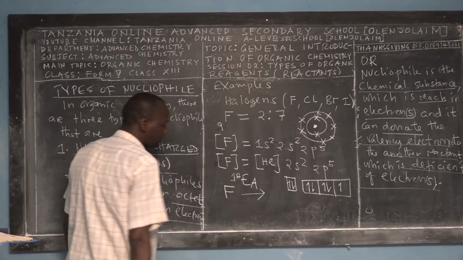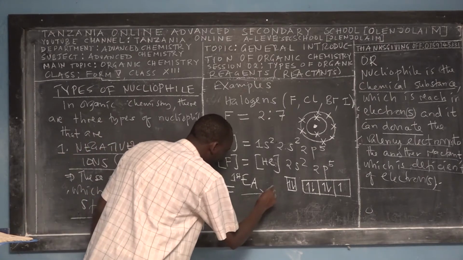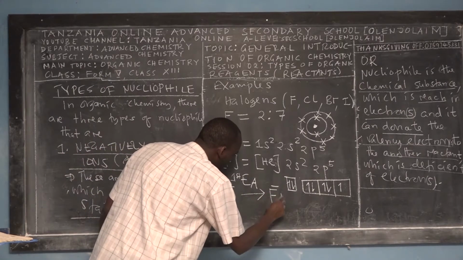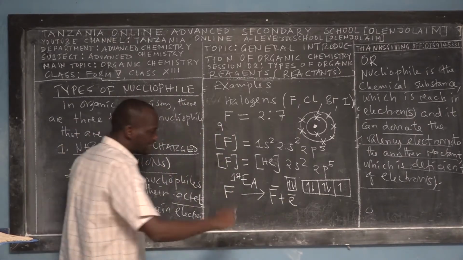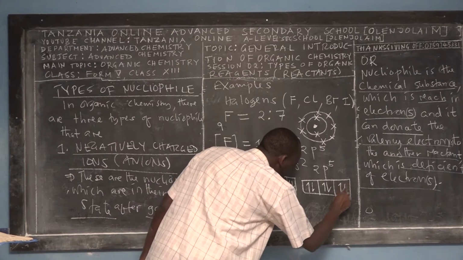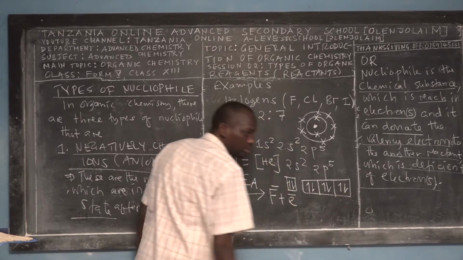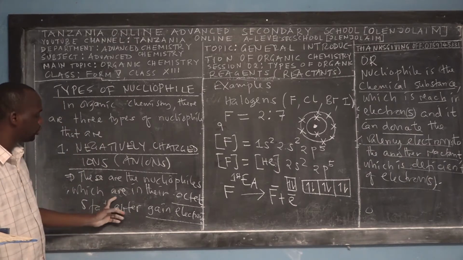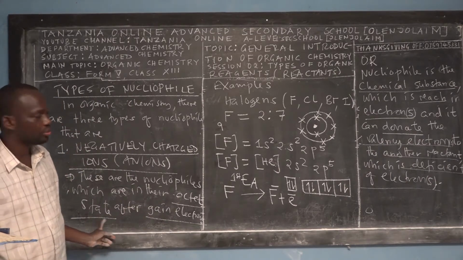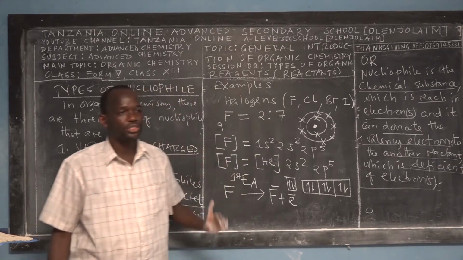So, first electron affinity. Now we have fluorine, which has gained one electron. This is the electron gained, and the gained electron will be filled here. That's why we say these negatively charged ions should be in an octet state. So this is the octet fluoride ion.